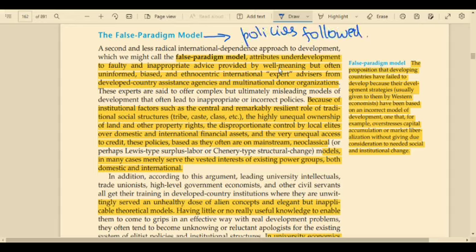So they are saying that because of institutional factors such as the central and remarkably resilient role of traditional social structures, highly unequal ownership of land and other property rights, a disproportionate control by local elites over domestic and international financial assets, and very unequal access to credit, these policies that are based on neoclassical models, in many cases, merely serve the vested interest of existing power groups, both domestic and international.